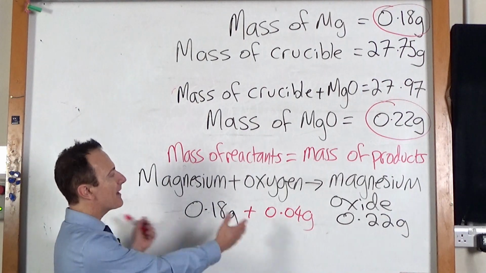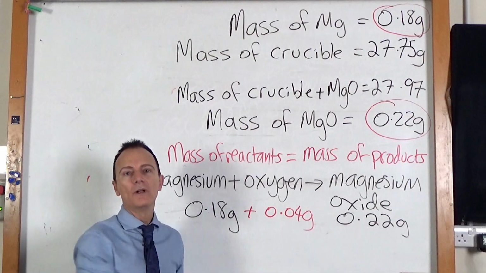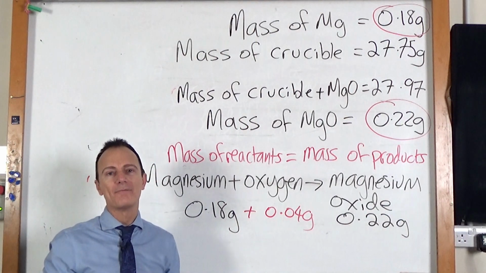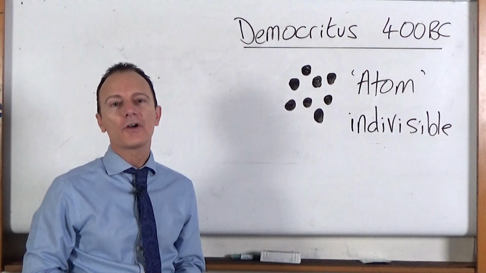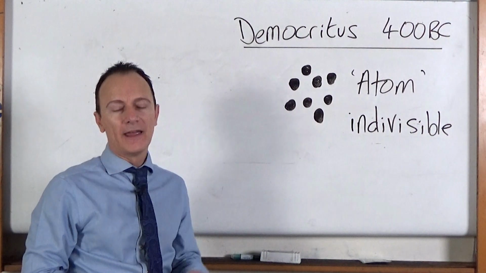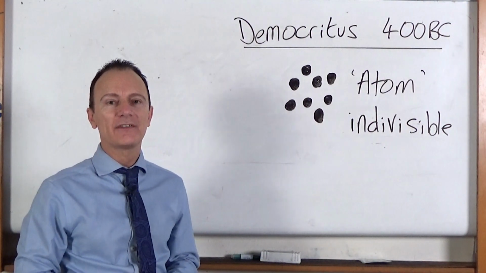So we can see the mass of reactants is equal to the mass of products. And that's what we mean by conservation of mass. We're now going to talk about how our understanding of atoms has changed throughout history. And this is something you need to know for your GCSE exam.